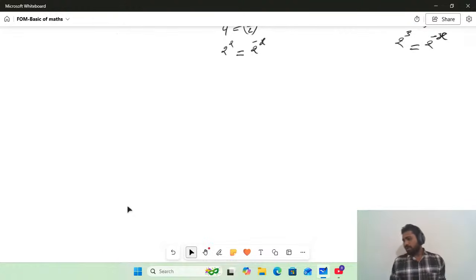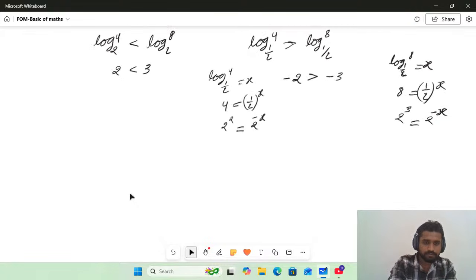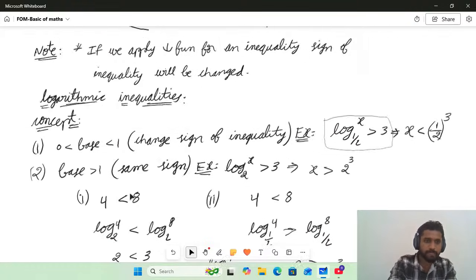So understood what is the method for solving logarithmic inequalities? The concept is simple. If the base lies between 0 and 1, just change the sign of inequality, and if the base is greater than 1, keep the same sign of inequality. This is the concept for solving logarithmic inequalities.